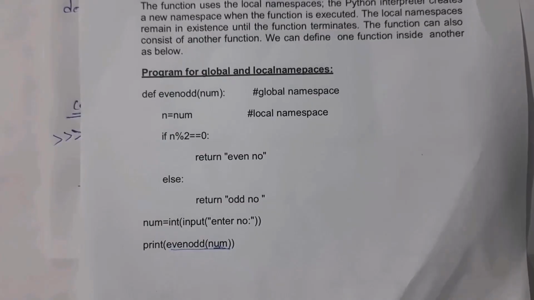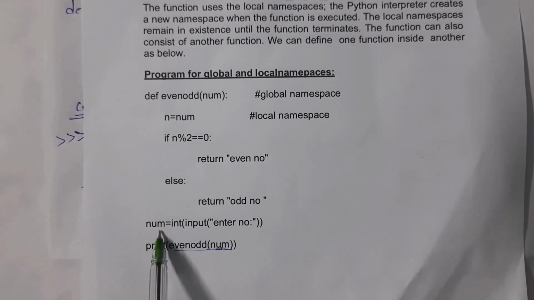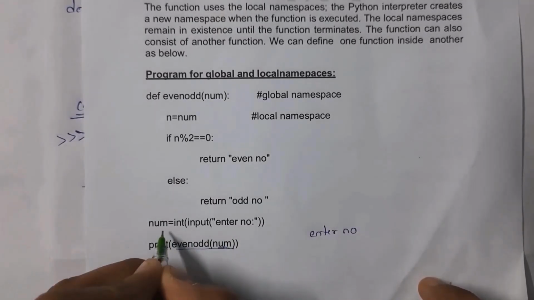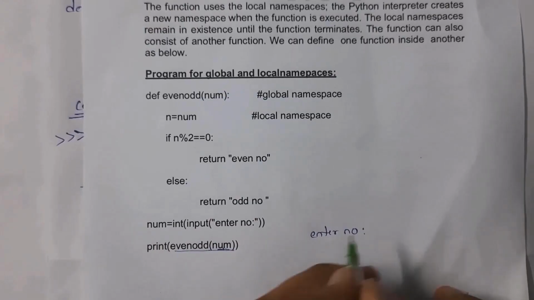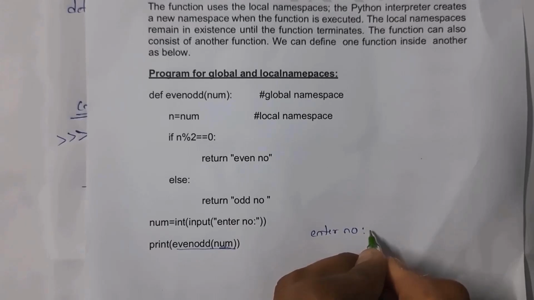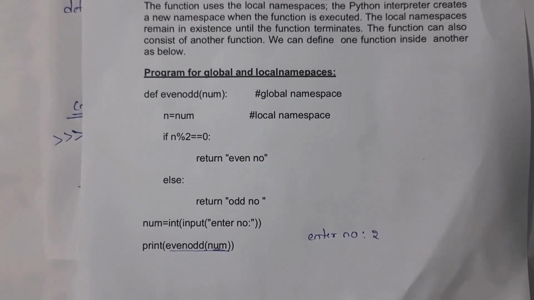Guys, this is a program for local and global namespaces. Here at first I wrote num, where num is the variable name, equal to int of input of enter number. Whenever I run this line of code, I will get the output enter number, and here I can enter any integer value. For example, if I enter here 2, then I should get output whether this number is even or odd.